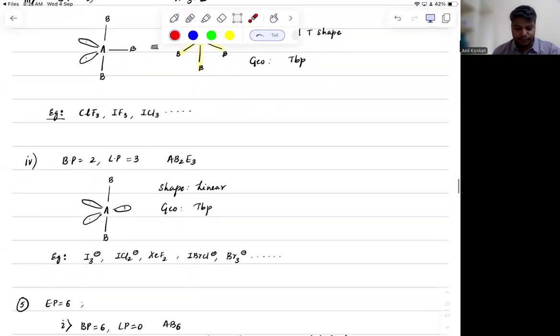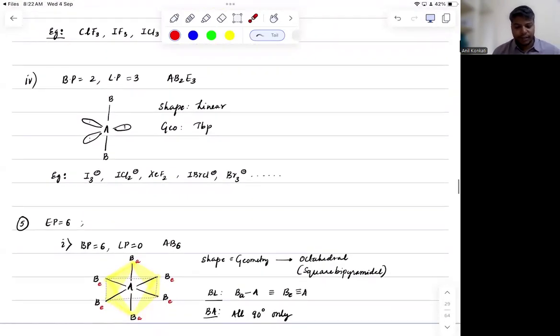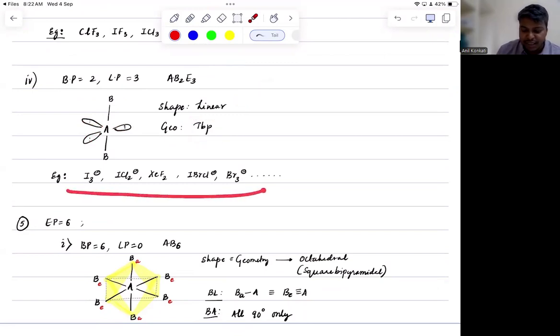Next. Check out here. Bond pairs are 2, lone pairs are 3. So AB2E3. The shape would be linear, correct? Because all the lone pairs will be placed in the equatorial position. The geometry is trigonal bipyramidal, but the shape is linear. Again, important examples: I3 minus, ICl2 minus, XeF2, IBrCl minus, Br3 minus. These are all examples of linear shape.